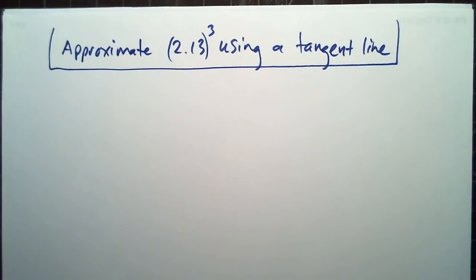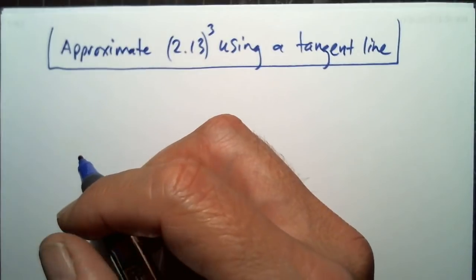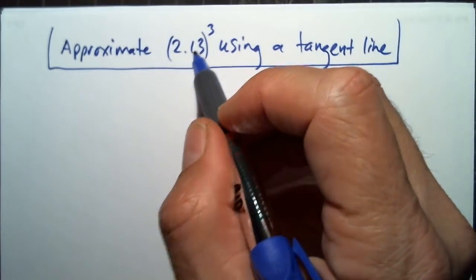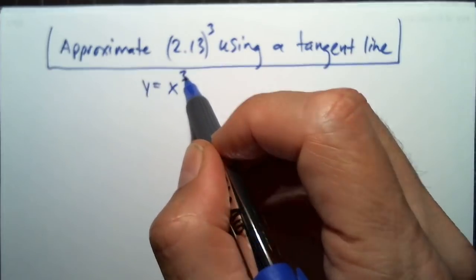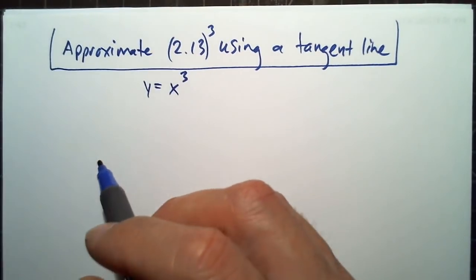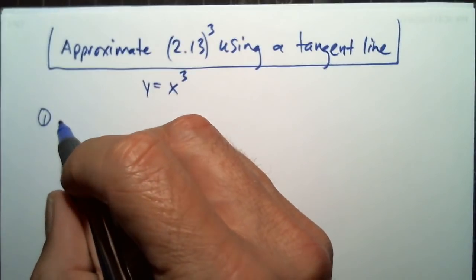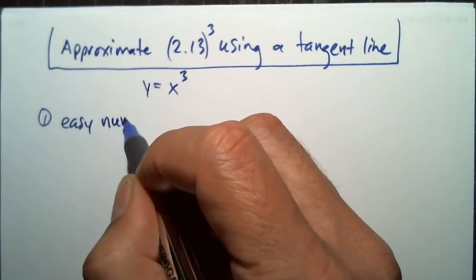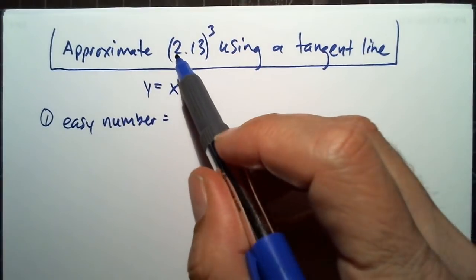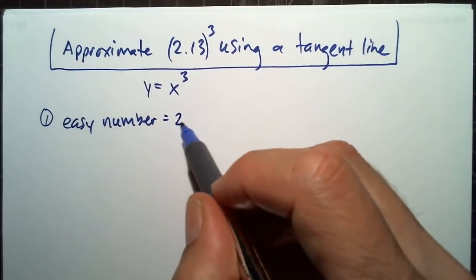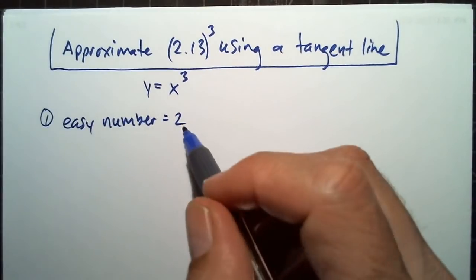All right, here you have to identify a function to find the equation of the tangent line, and then also find an x value close to the desired x value. So pause the video and try this one. If we see something cubed, we could say that we're looking at x cubed evaluated at 2.13. So step 1, choose an easy number. What number is close to 2.13 that's easy to use? Usually just an integer, so we'll choose 2.